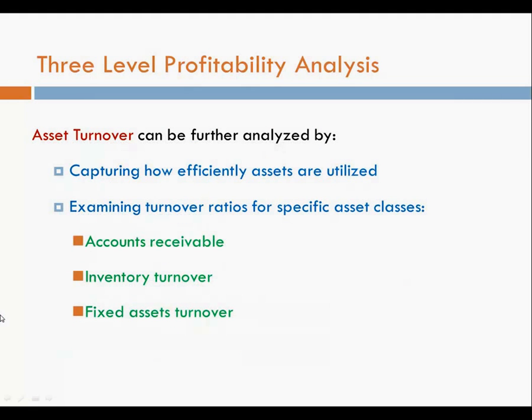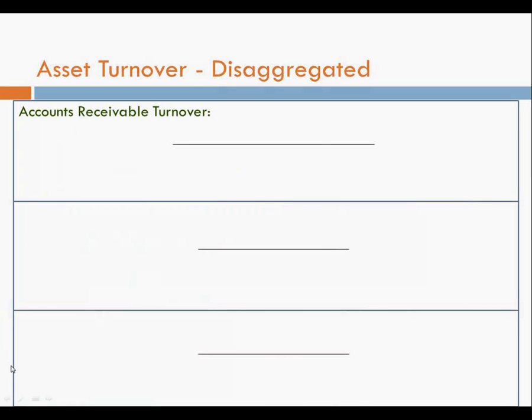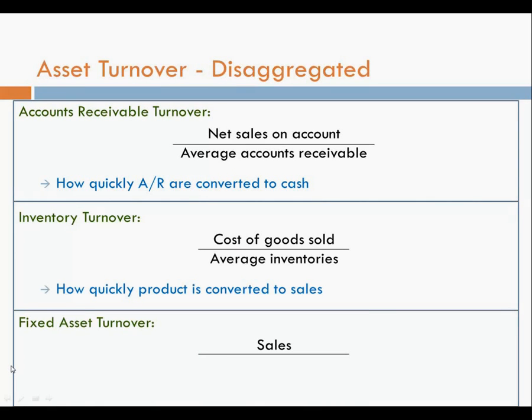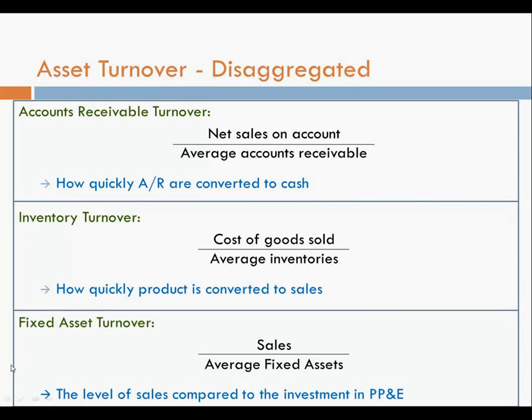And you can break down asset turnover by looking at the components of your assets to figure out how you're doing for your various components: accounts receivable, inventory, and fixed asset turnover. Let's look at that. Okay, let's look at asset turnover first.